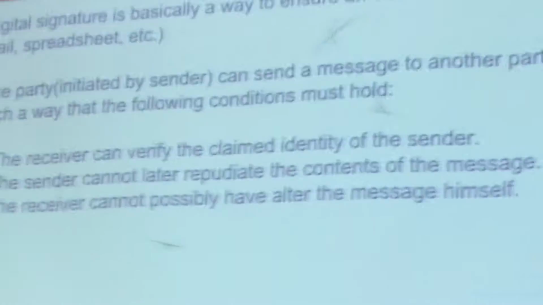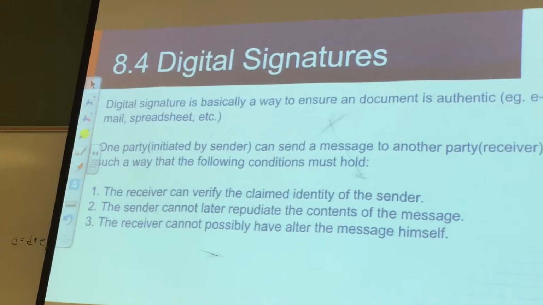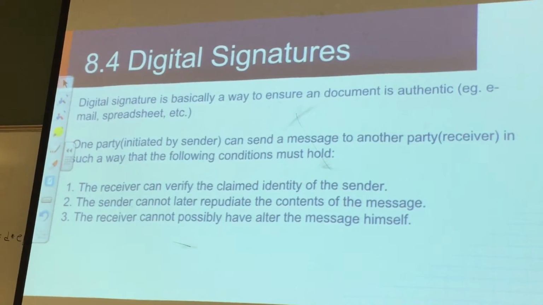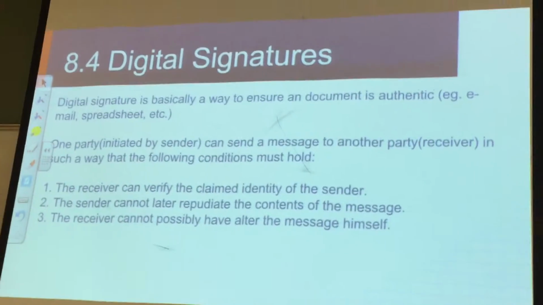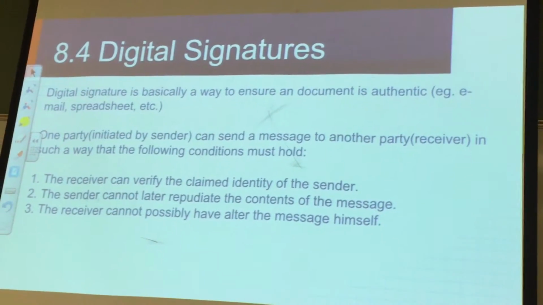First is the receiver can verify the identity of the sender. So if you receive a check, like on paper, you know who sends the money to you. And the second one is the sender cannot repudiate the contents of the message.